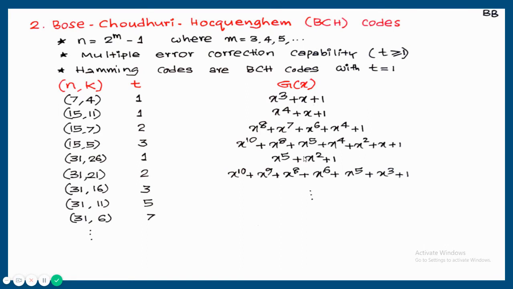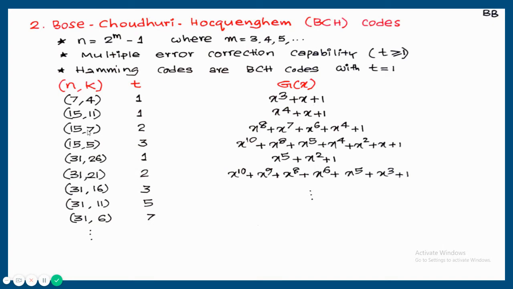So I am showing some examples here. 7,4 code with correction capability 1, polynomial x cube plus x plus 1. 15,11 correction capability 1 with polynomial x raised to 4 plus x plus 1. Then 15,7. Here this number is going to change, which means the number of parity bits is going to increase. By increasing the number of parity bits, correction capability can be increased. For 15,11, 4 parity bits are needed. That is why the polynomial starts with x raised to 4.